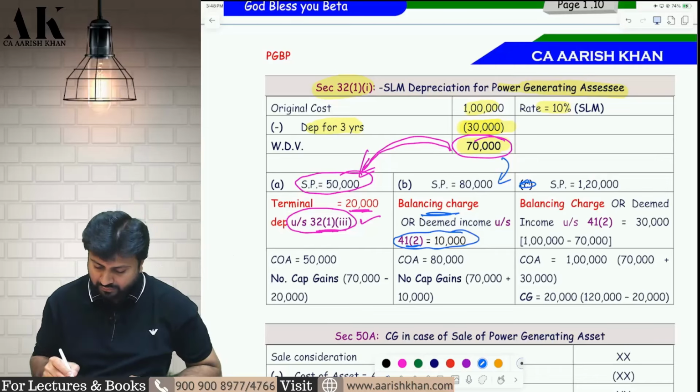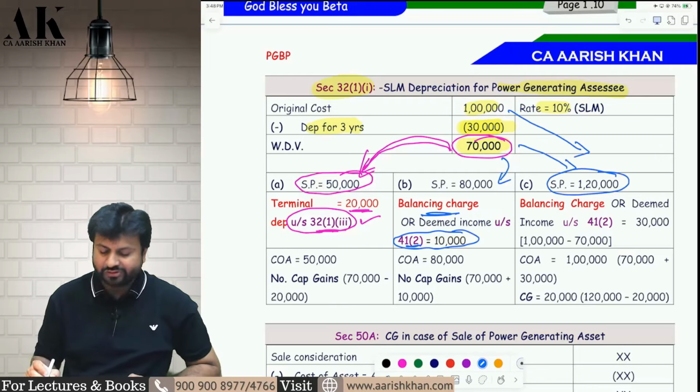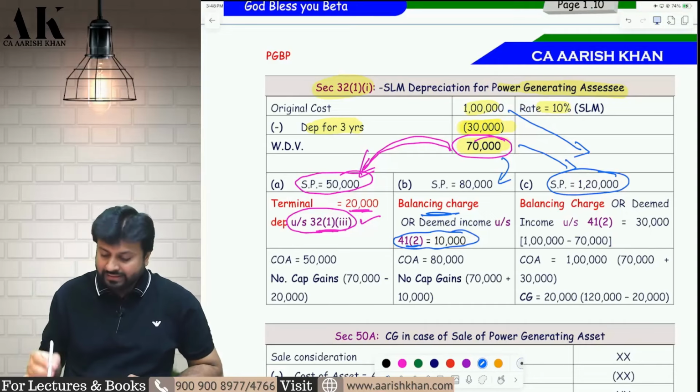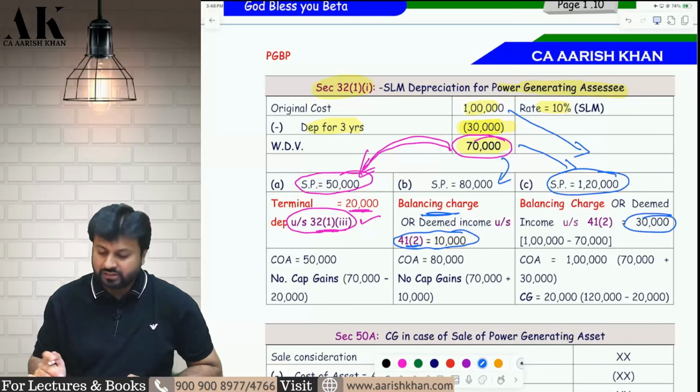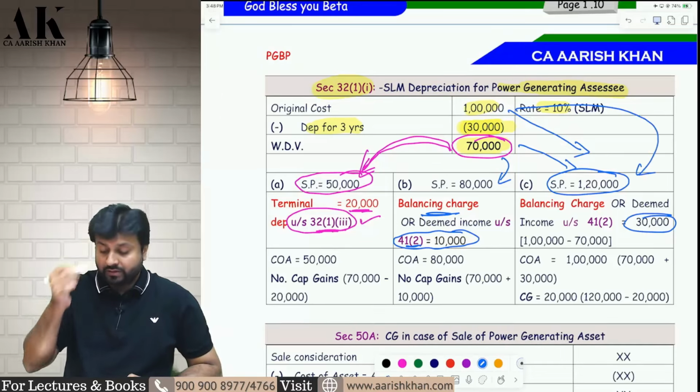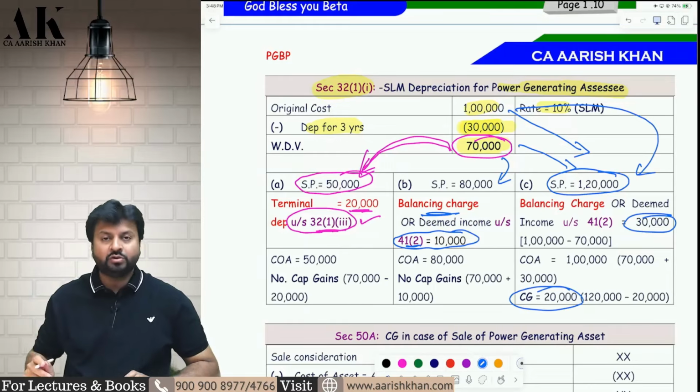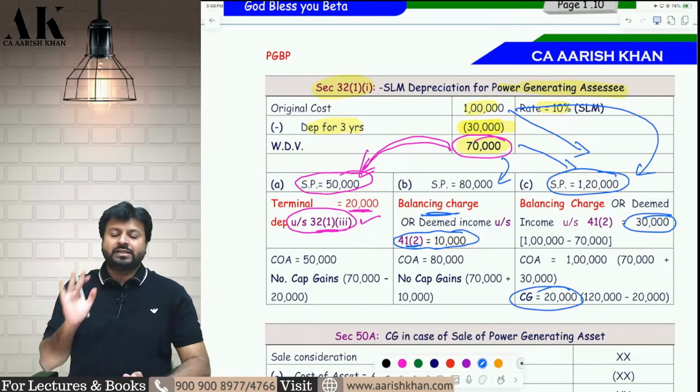Now, third case, if you are selling for 1,20,000, which is more than WDV and also more than cost. So how much depreciation have we claimed earlier? 30,000. That much will be considered deemed income under 41(2). That much only will be the balancing charge. And whatever we are earning over and above cost, how much are we earning? 20,000. That will be considered my capital gains. Are you clear? I hope it is clear to all of you.